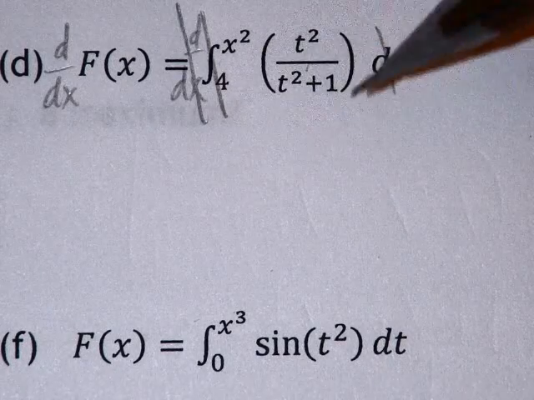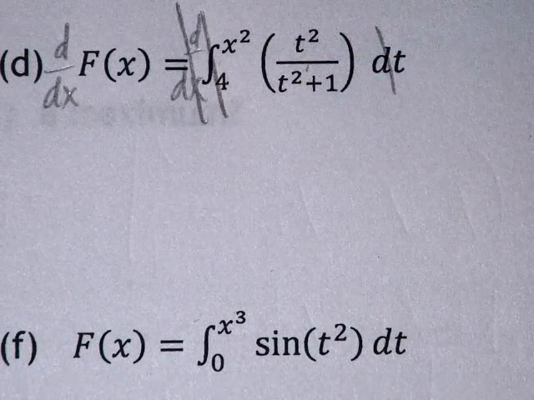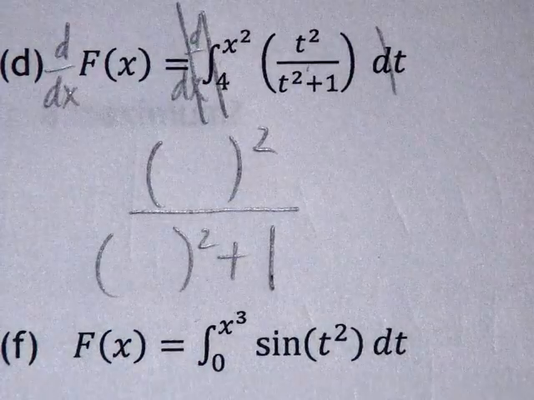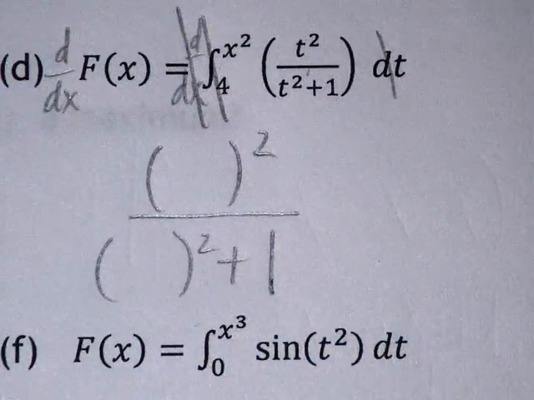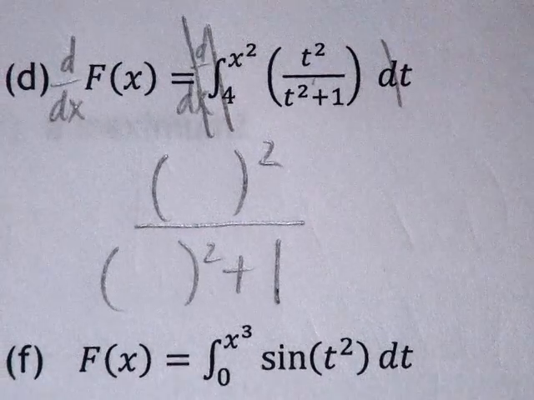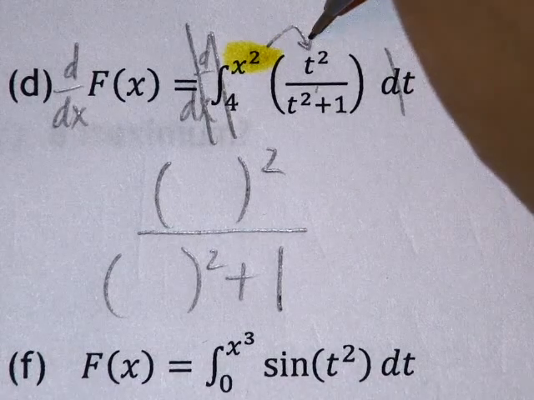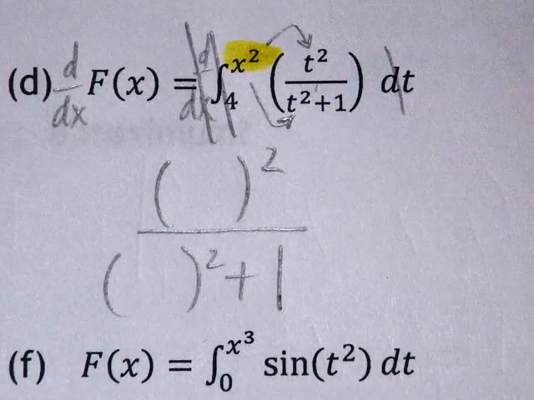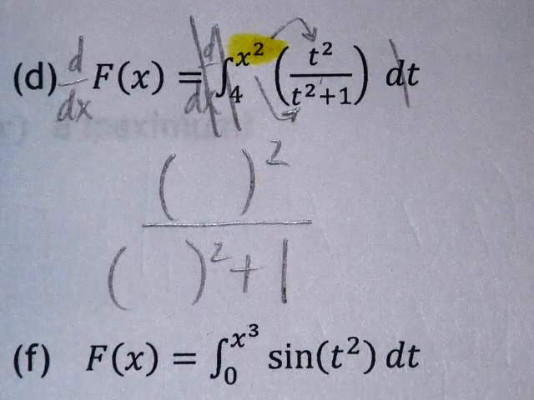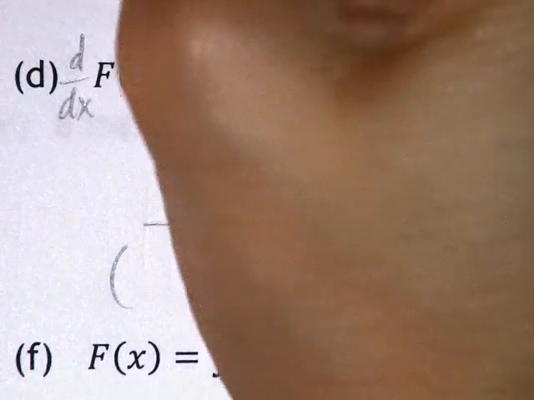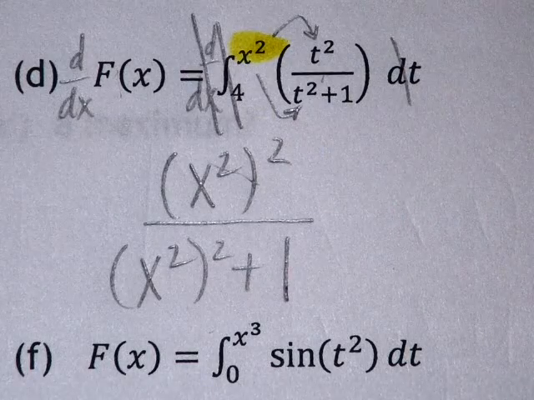Step 2, recopy the original function, but replace all of my dummy variables. So my original function was something squared over something squared plus 1. And now I know that I am replacing those dummy variables, those t's, with the upper limit. So that upper limit essentially drops into place here and here. You don't have to do the arrows, but sometimes people find those arrows to be helpful, so you decide what works best for you. So the x squared drops into the top and the x squared drops into the bottom. So now I have that.